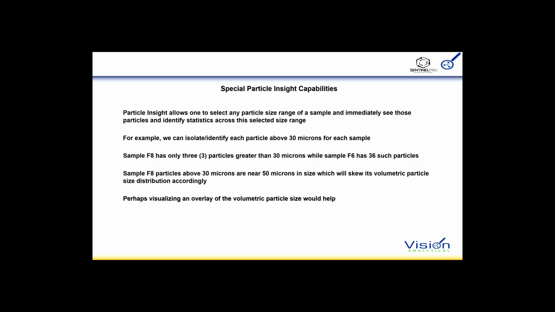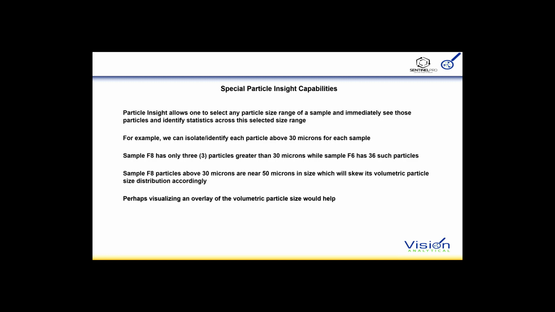But if we cannot, then look at these results and rationalize why one sample is different from the other, we need to look deeper into selected particles for reasons these samples react differently. Particle Insight allows us to select any equivalent circular diameter size range, see those particles, and report statistics across this selected range. The Vision Analytical Sentinel Pro can allow us to see images of each and every particle size and shape over any selected range.